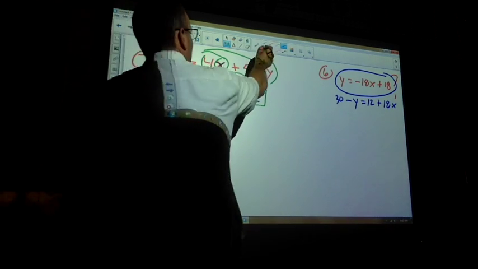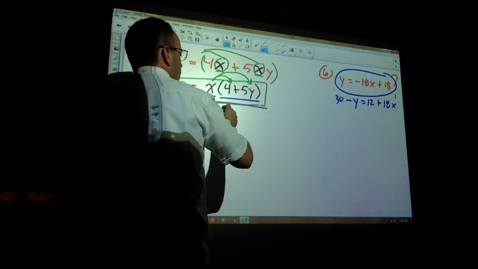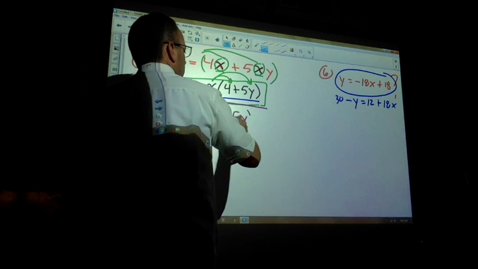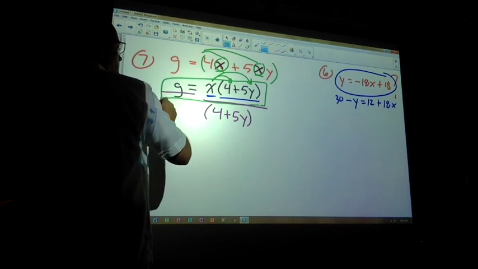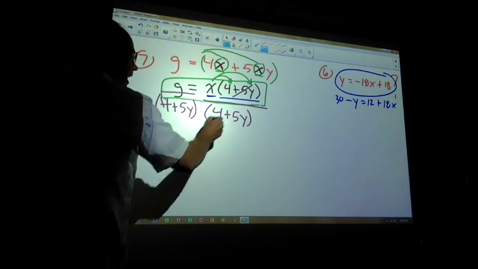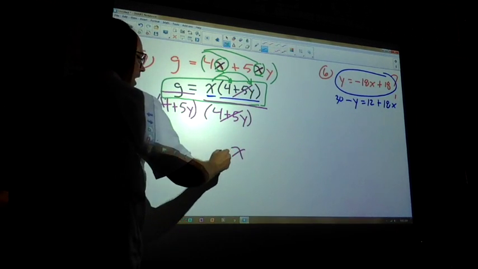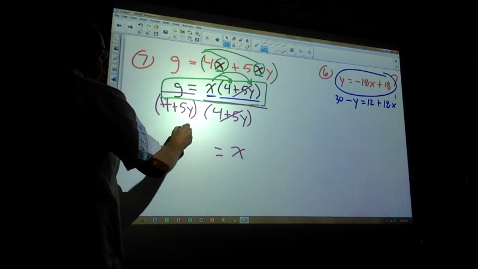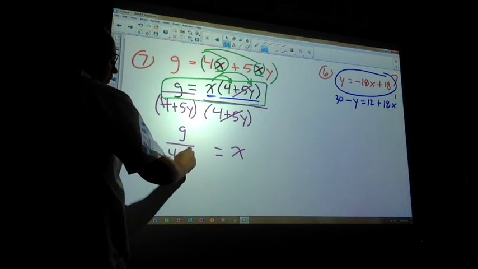So if I divide this by 4 plus 5y, and I divide this by 4 plus 5y, this is going to cancel this, and I'm going to have x left over here, and then I'm going to get g over 4 plus 5y.